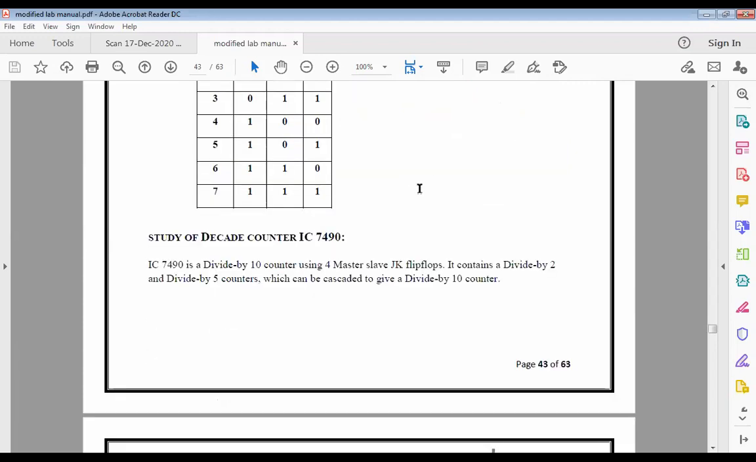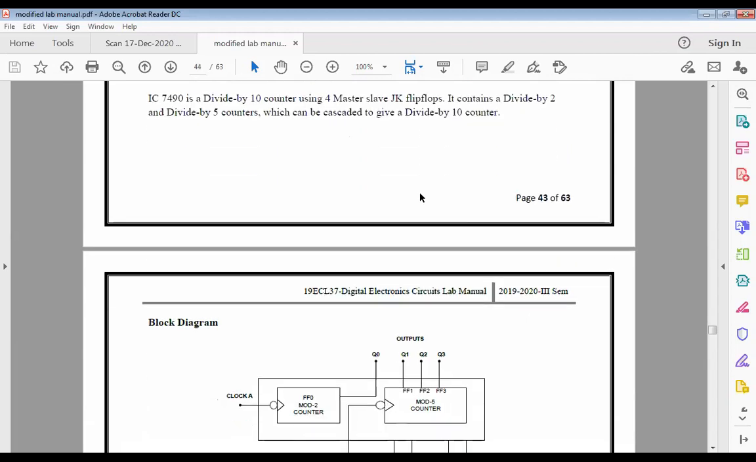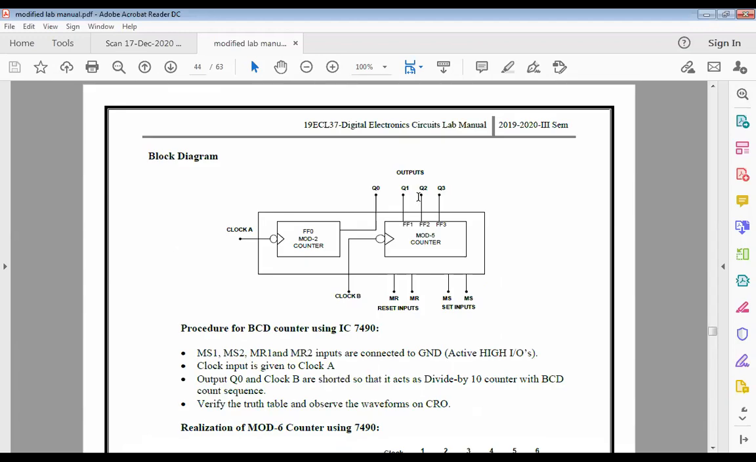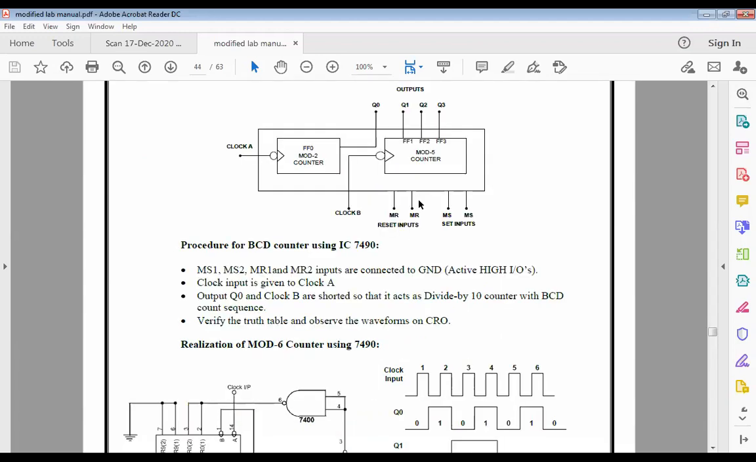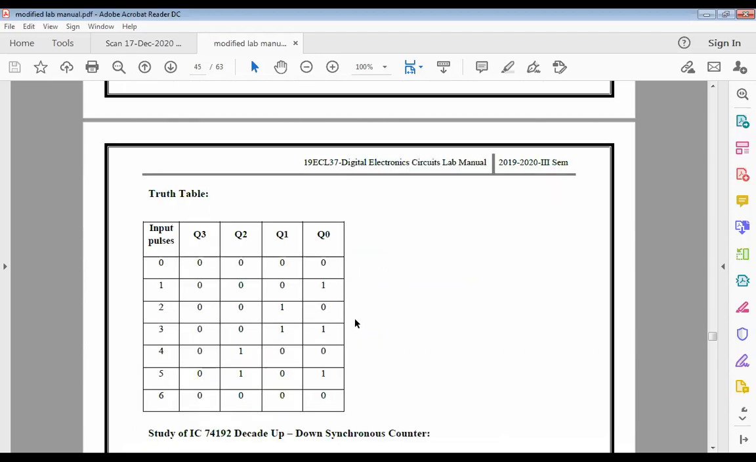I think in our next lab, we will look into the decade counter, which means it should be able to count about 10 sequences. So we will see how Q1, Q2, Q3, and how the clocks and the reset values are all connected, and how we start getting the values. We will look into it probably in our upcoming labs.